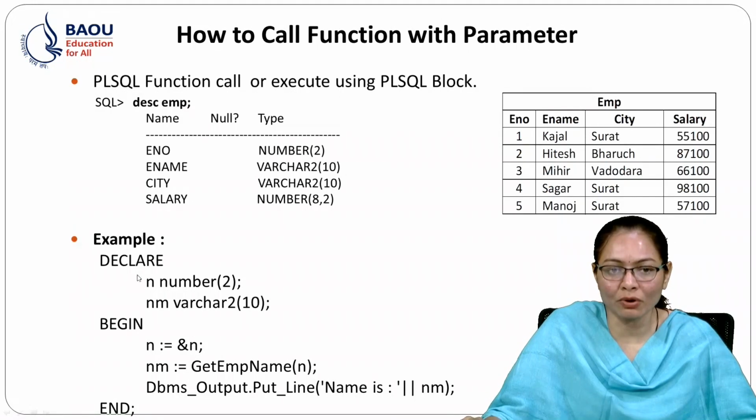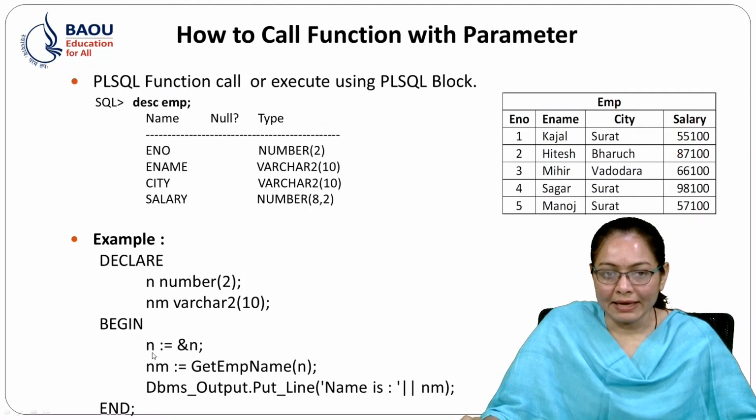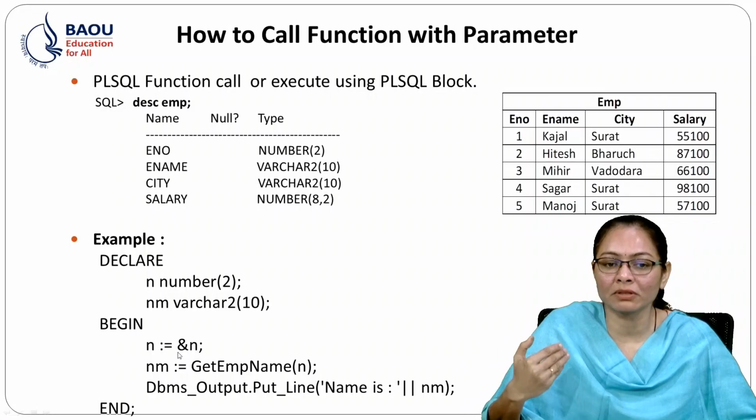So here, how to call this function? We declare two variables, n for the employee number and nm to receive the employee name. The two variables are defined with the same data types as the employee number and name. See, the n variable is defined as number 2, and the nm variable is defined as varchar2 10. In the begin section, here n colon equals &n. It means &n will accept the value from the user.